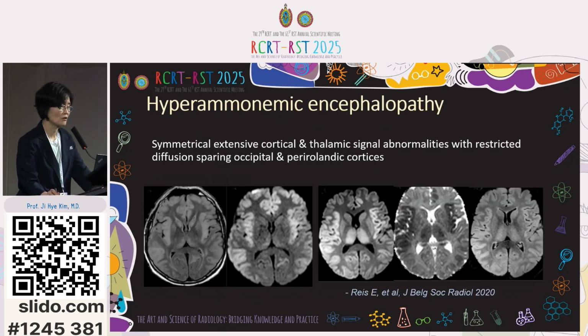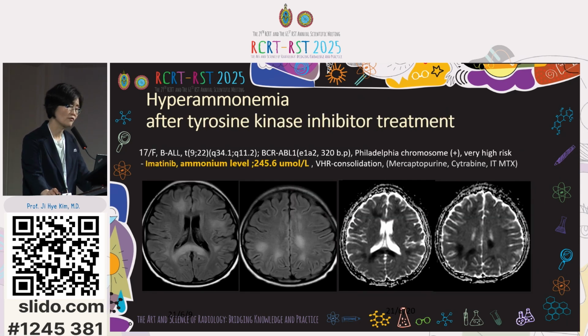Let's review the reported cases. Hyperammonemic encephalopathy is known to present with extensive bilateral cortical and thalamic swelling with diffusion restriction, quite different from these findings. So we can assume that it could be chemotherapy-induced leukoencephalopathy, especially from cytarabine and intrathecal MTX.